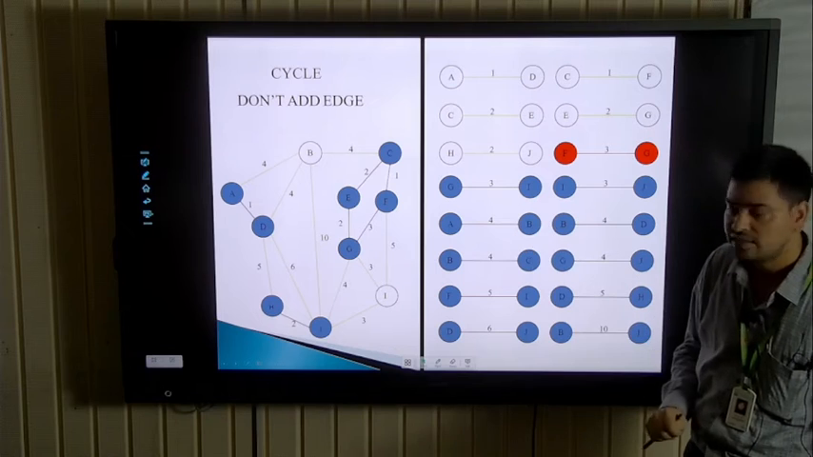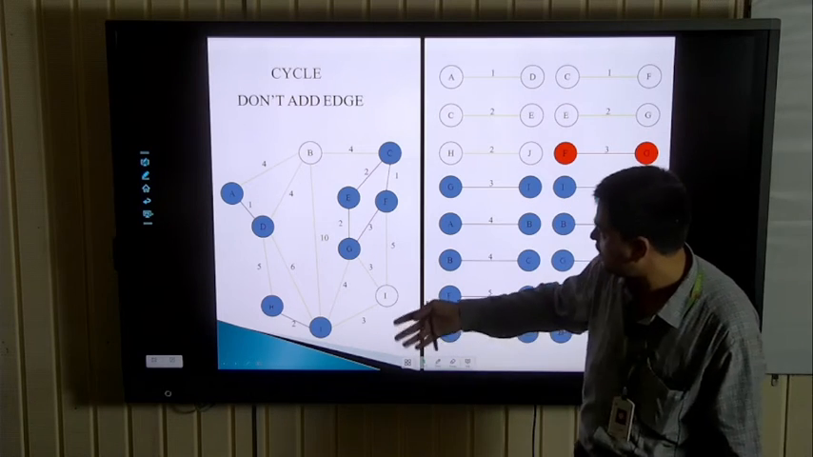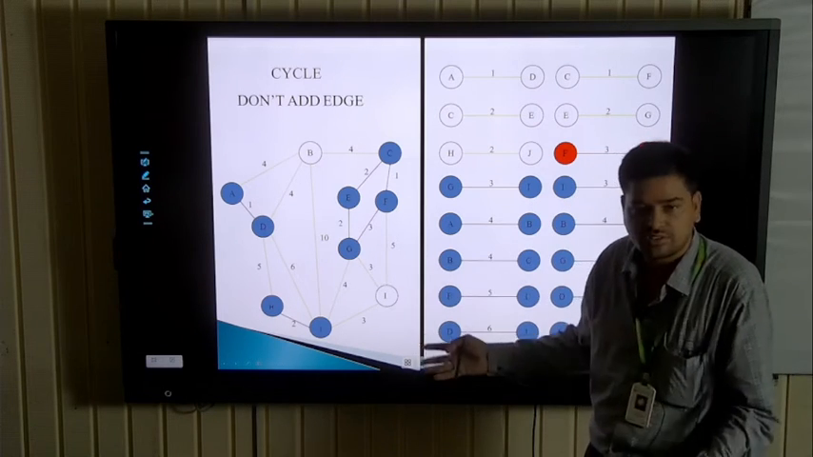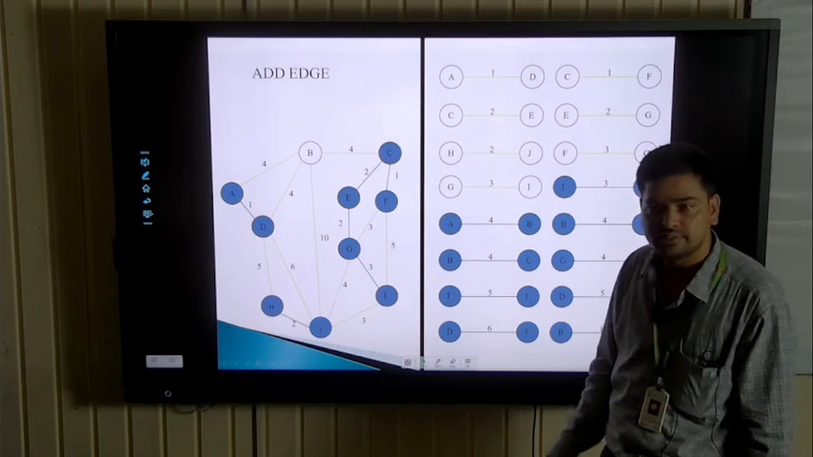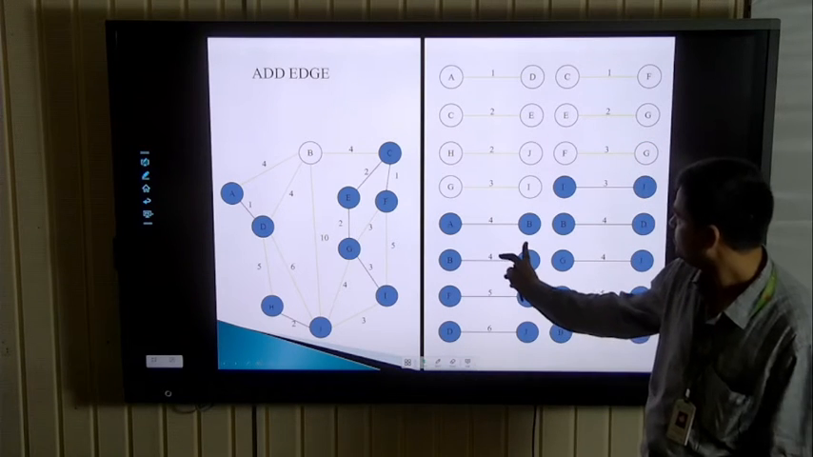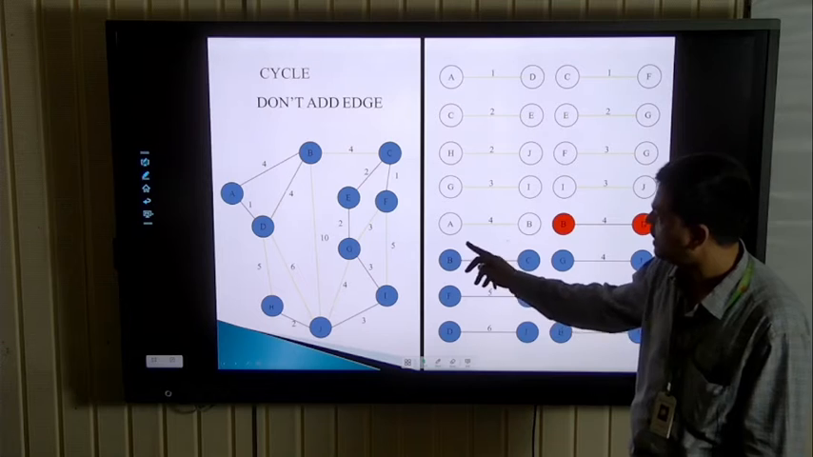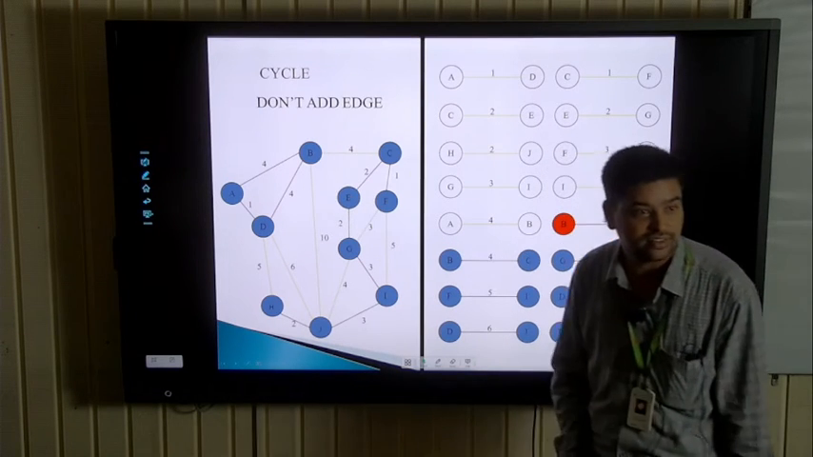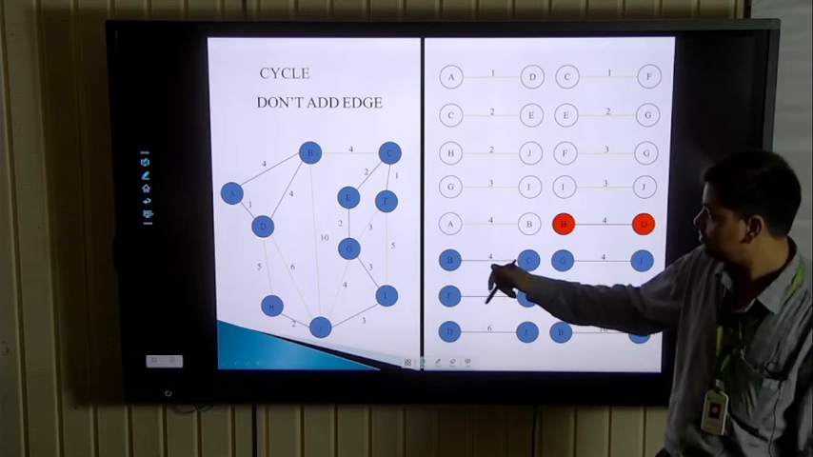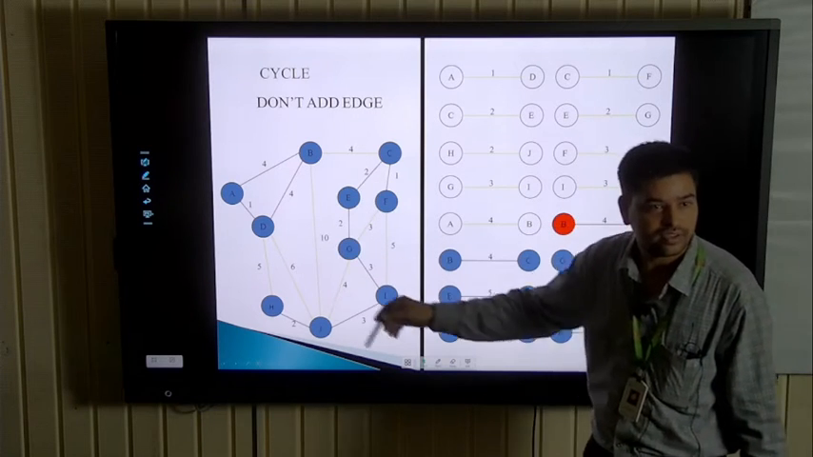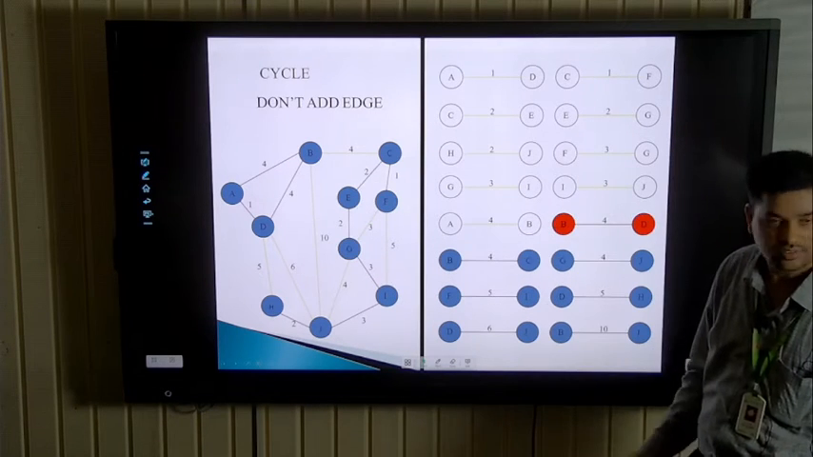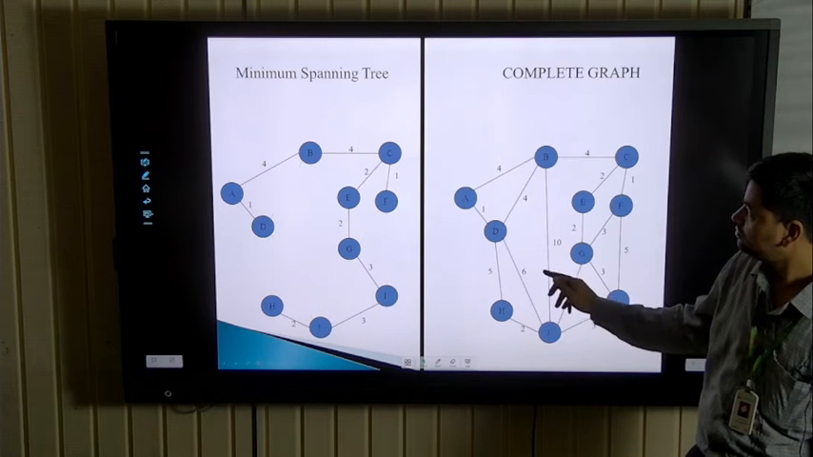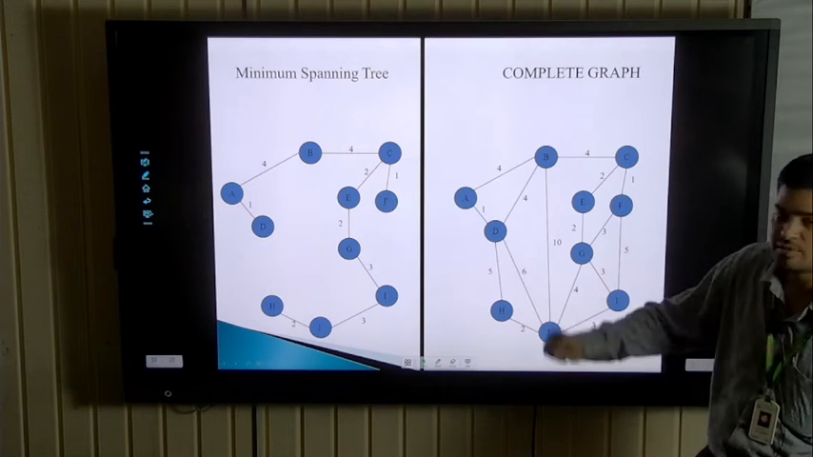Which one? G to I. Where is G to I? Downside, there is no issue. G to I. The next one: you remove this edge because we create the cycle. Clear? B to D. Right? Now, this is the minimum spanning tree.